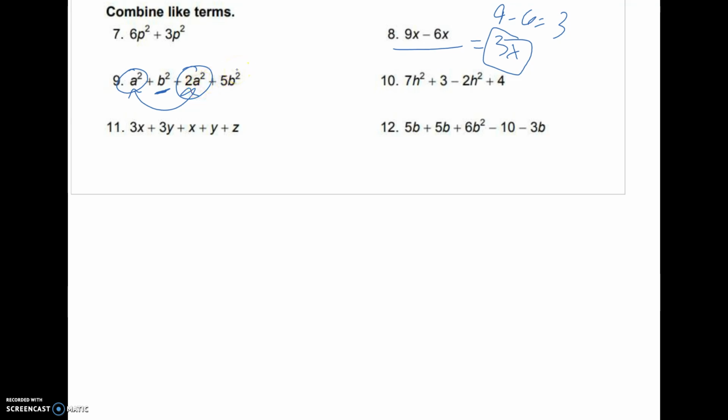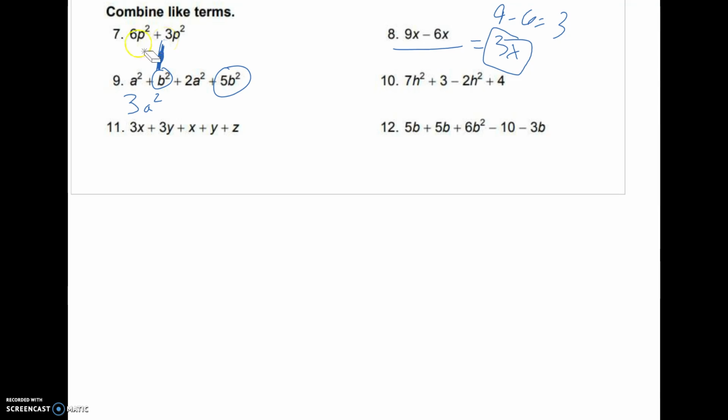So if I have one a squared right here and I add two more a squareds to it, think of it in terms of dollars. If you have $1 and you add two more dollars, you have three of them. So I now have three a squareds. One right here and then two over here. 1 plus 2 is 3. And then I have some b squareds that I have to combine. So I have one b squared.